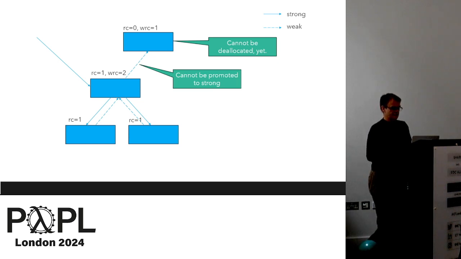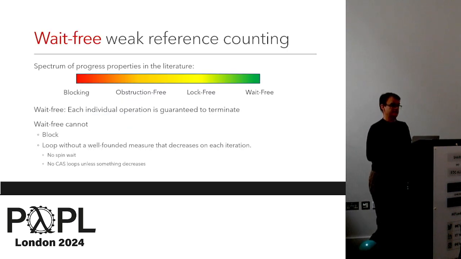So the final part of the title was weight-free. This is something I definitely learned staring at that whiteboard. There's a whole spectrum of things in the concurrency world about progress properties. On one end of the spectrum, you've got blocking, which is where you take locks and you've got no potential for progress. If a thread goes away for a while, nothing can make progress because it's potentially holding a lock.